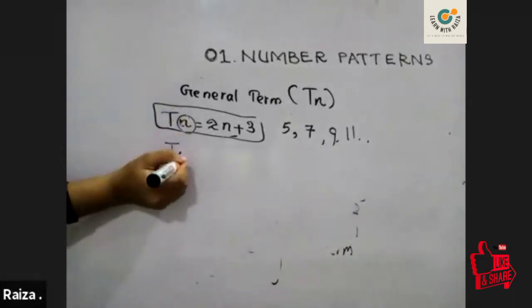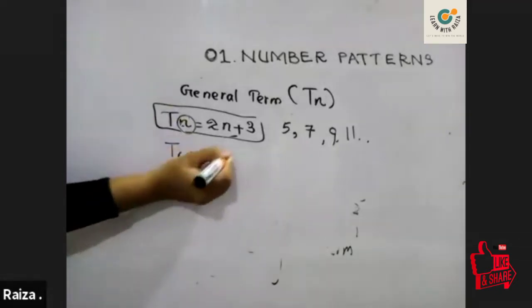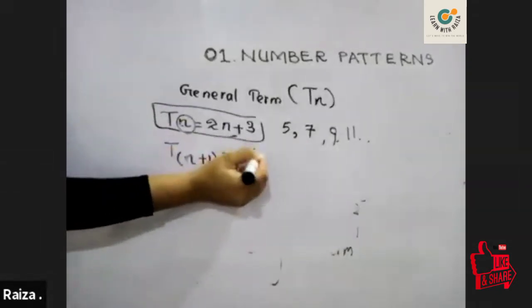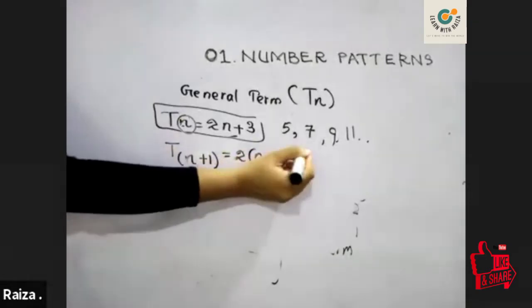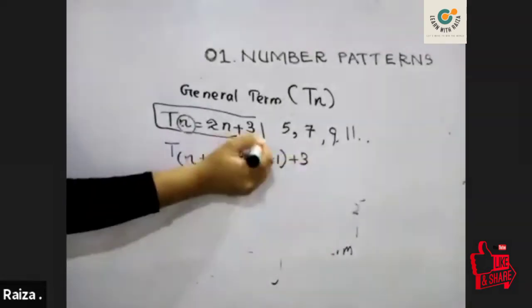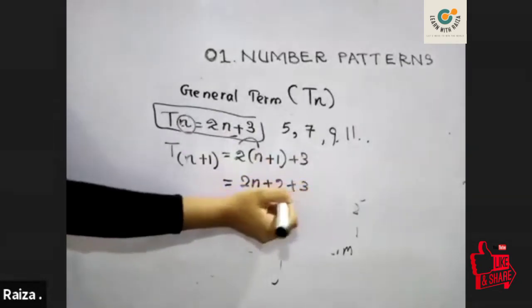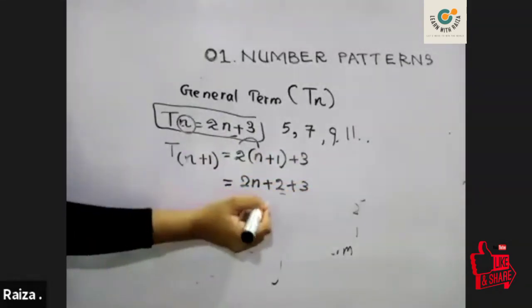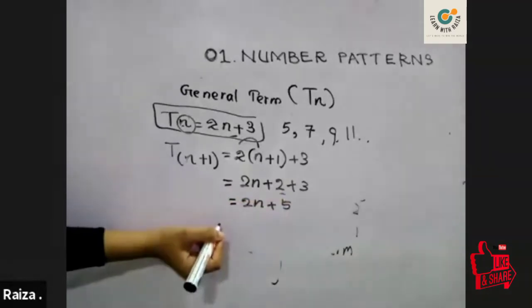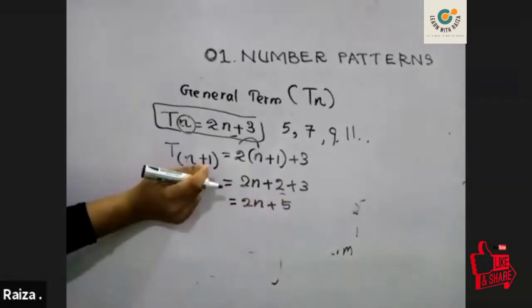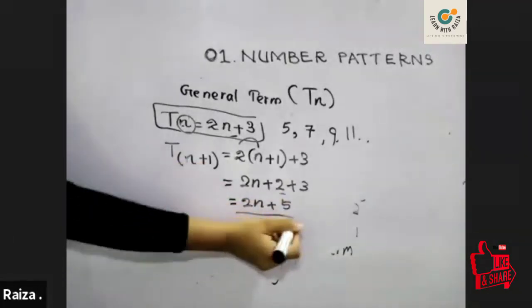So the n plus 1th term means 2 times (n plus 1) plus 3. So you get multiplication here: 2n plus 2 plus 3. These are numerals, so you can add them together, where you get 2n plus 5. Therefore, the n plus 1th term is 2n plus 5.